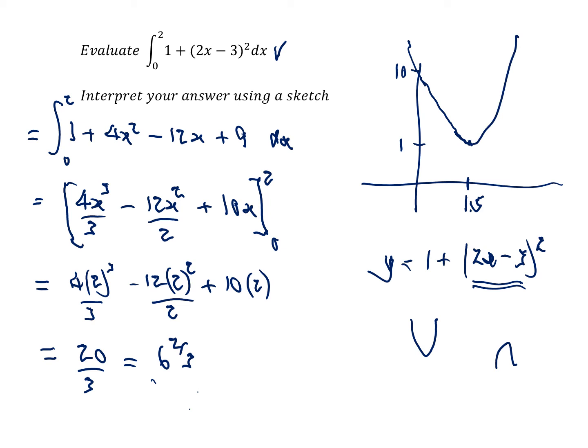There's a very scribbled picture of the curve, and our integral goes from 0 to 2, so we are integrating up to there. And so the interpretation, this 6 2/3 that we've calculated, is that area there. (20 over 3).